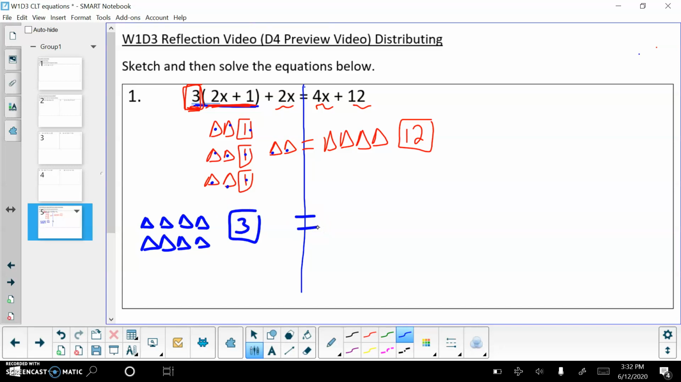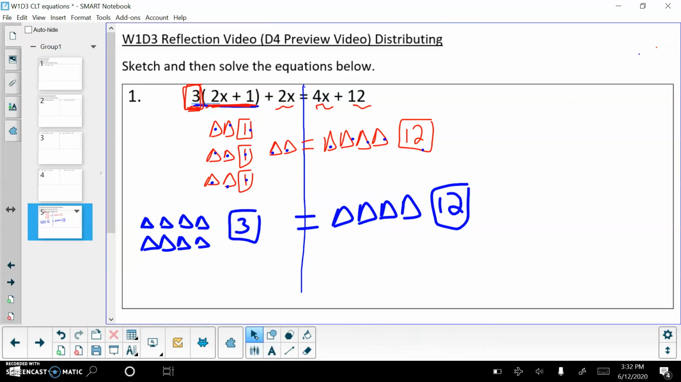And then I'm going to sketch the right-hand side the way it was before. I've got 1, 2, 3, 4 triangles and my 12 cube. So this shows how you can sketch with distribution. You just make extra sets. The number on the outside tells you how many sets that you need to make, and you're sketching what's inside the parentheses. And then it also shows you how you can use that regrouping step to sort of get your triangles and your cubes together so that it's a nicer looking visual picture of it that you can then solve using your other steps of taking away triangles and taking away cubes, which you're going to learn tomorrow as well.